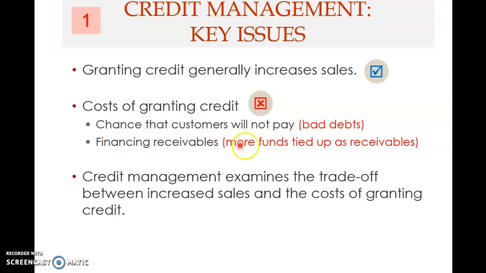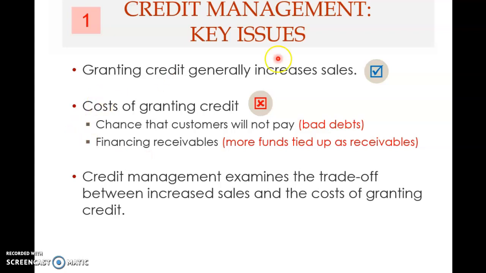Here it means that when you grant credit, a lot of your cash will be stuck as receivables. A lot of cash. So more funds are tied up as receivables if you sell on credit. Because more funds are tied up, you cannot use the funds, therefore you need to borrow. You need to borrow or you need to finance. Therefore, there is more need for financing. If you give more credit, there's greater need for financing, and financing is not cheap. It is costly. Therefore, there will be cost implications for financing.